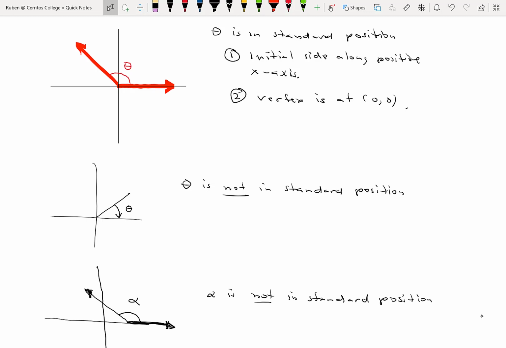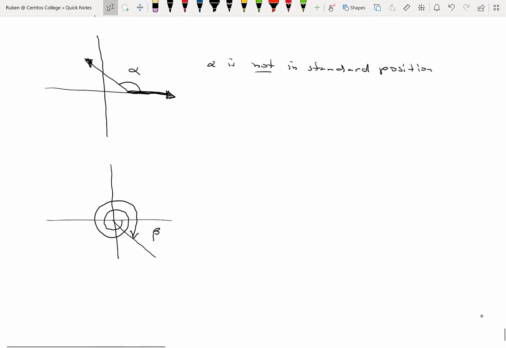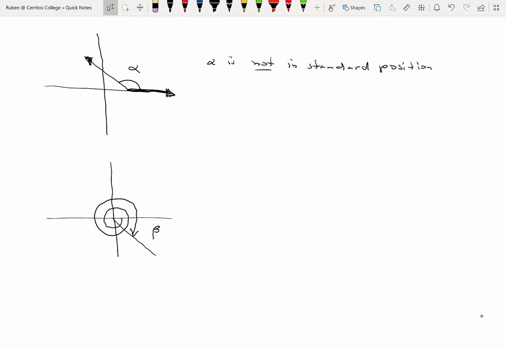Is the initial side along the positive x-axis? Yes, it looks like it started the angle at the positive x-axis. Is the vertex at the origin? Yeah, the vertex is at the origin. So this angle beta is in standard position.